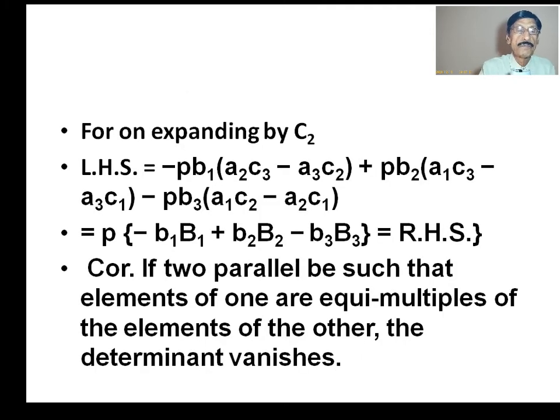To solve this problem, please see, on expanding by C2, the left hand side is equal to this. Now taking p as common, we get this result within brackets, which is the same as the previous delta, which is equal to the right hand side. Corollary: if two parallel lines be such that the elements of one are equimultiples of the elements of the other, the determinant vanishes.